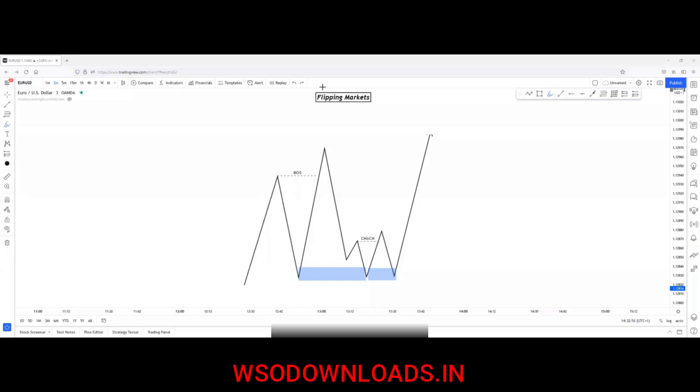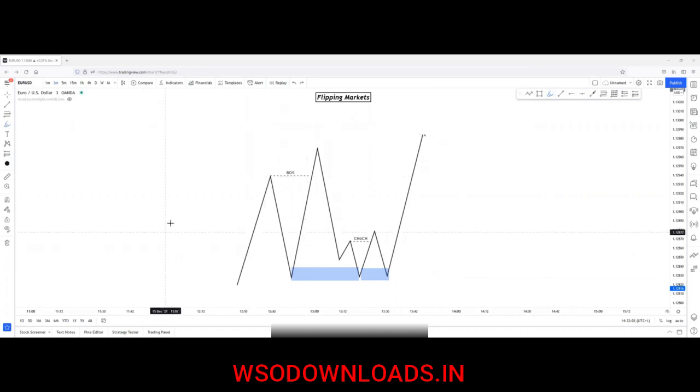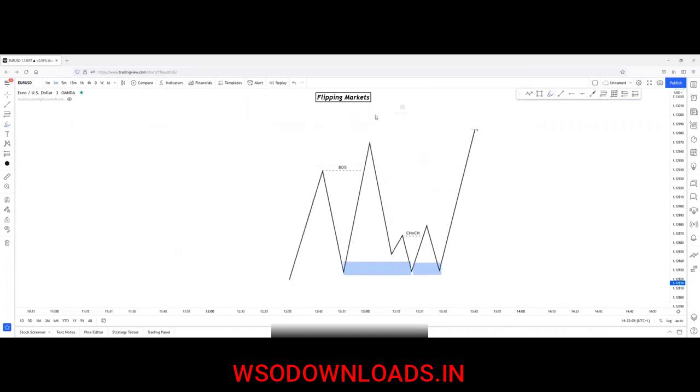So let's see another example. As I said earlier, a zone can be only mitigated once because orders can be picked up twice, but price can form another zone inside of the old one. So I brought an example for this one.